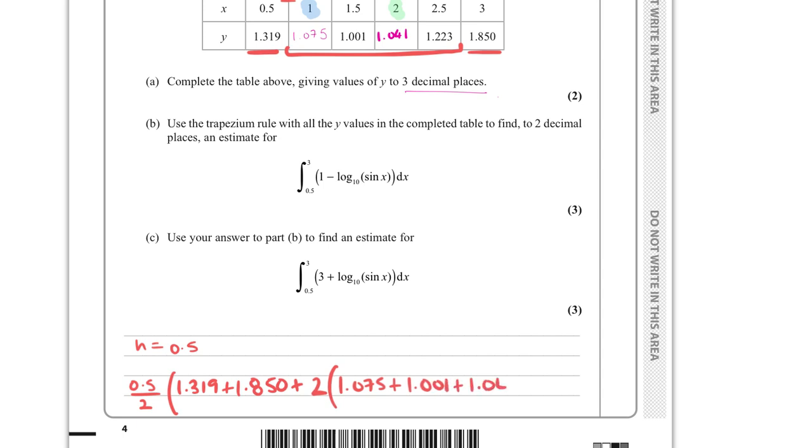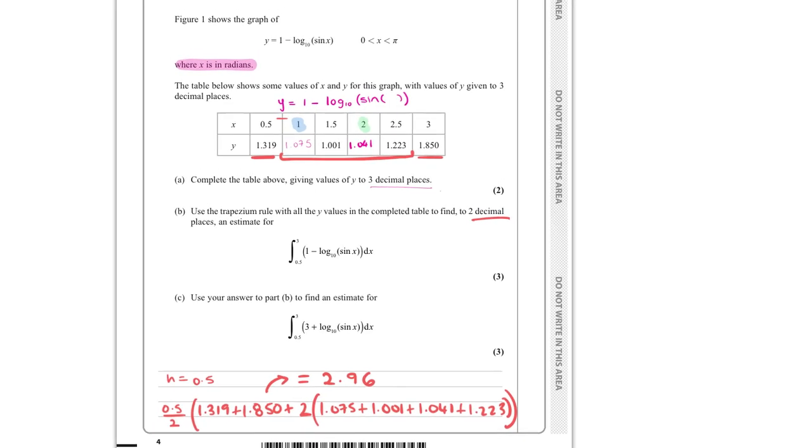You're going to put it into your calculator as it is. And when you do that, you're going to get 2.96, okay, to 2 decimal places.